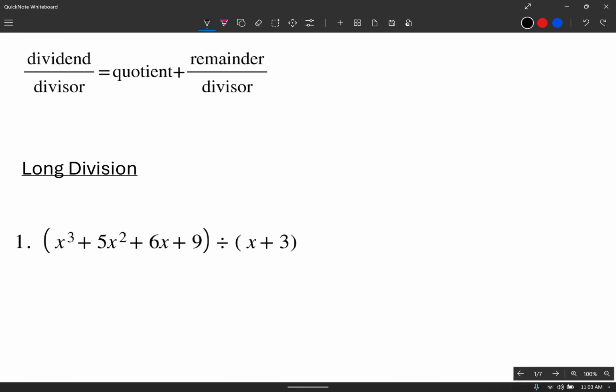In this lesson, we're going to talk about division of polynomials. So what I am dividing is called my dividend. The number or the polynomial that I'm dividing by is called my divisor. What I get in the end is my quotient. And then if I have a remainder, then I would put that remainder over the divisor.